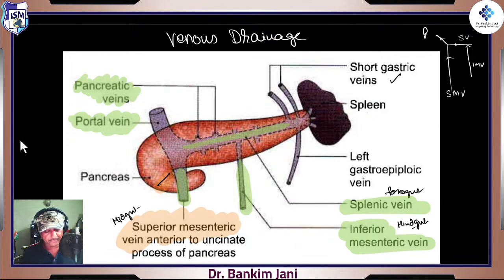And finally, everyone is sending it to liver. Okay, go liver, now you work, right? Because liver is what will be doing the detoxification and all those processes, right? So that's how the venous drainage of spleen. Very simple, straight away via the splenic vein. Okay.